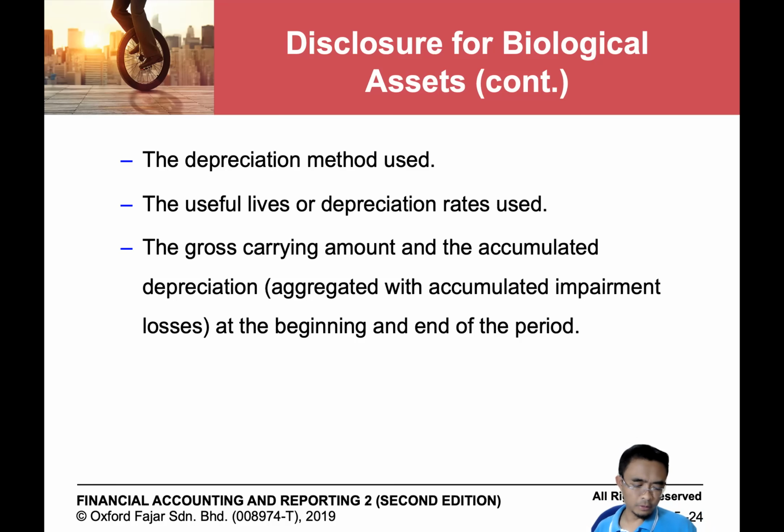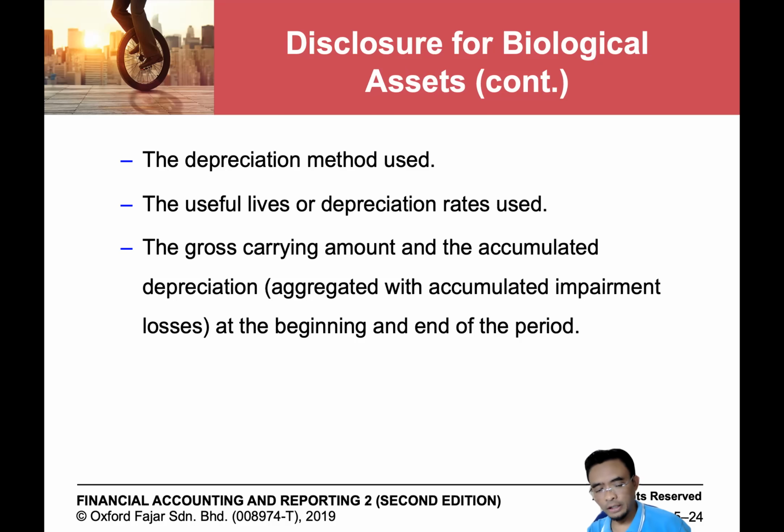Okay, so I hope you can understand this chapter. Maknanya you should be able to differentiate or determine what are the biological assets, what are covered under MFRS 141, and what are not covered under MFRS 141. And this one is the recognition. In terms of the measurement, biological assets under MFRS 141 should be measured at fair value less cost to sell.